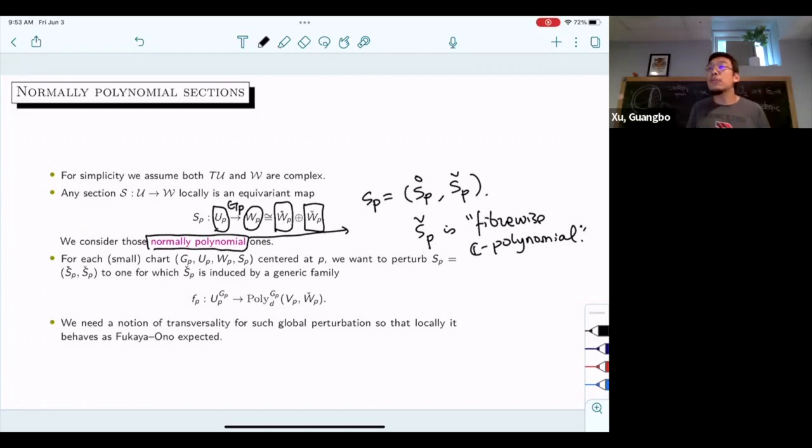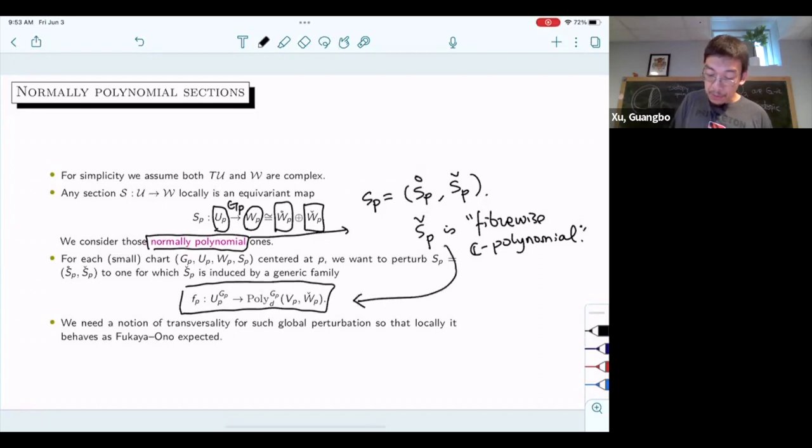So there are some other technical things we need to do. For example, the normal fibers are not automatically linearized. You have to identify the tubular neighborhood with the total space of the normal bundle, and you have to do that in a compatible way. But that's purely technical, so let's not worry about that. So we want to perturb those sections so that this non-trivial part of s_P locally comes from a generic family of polynomial maps.